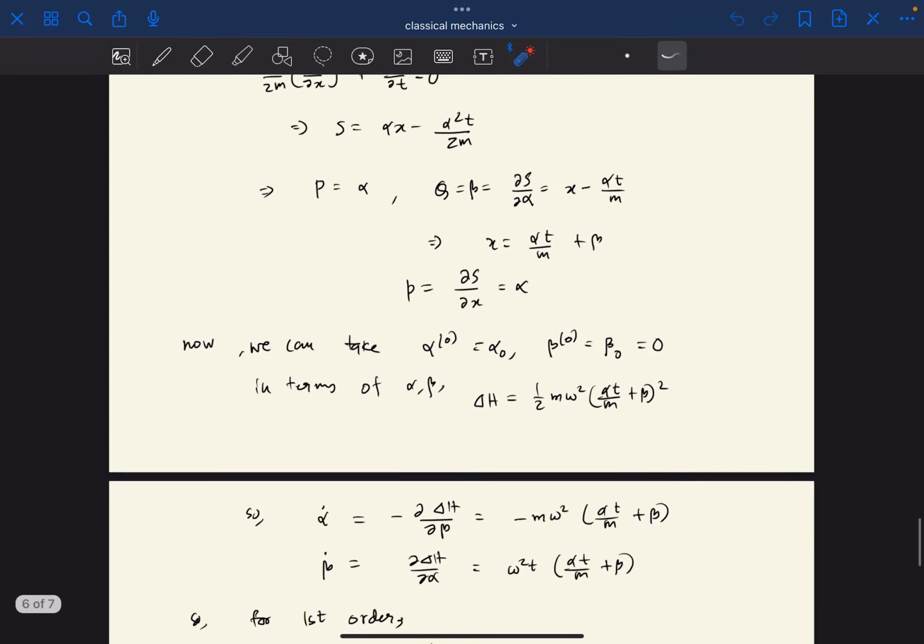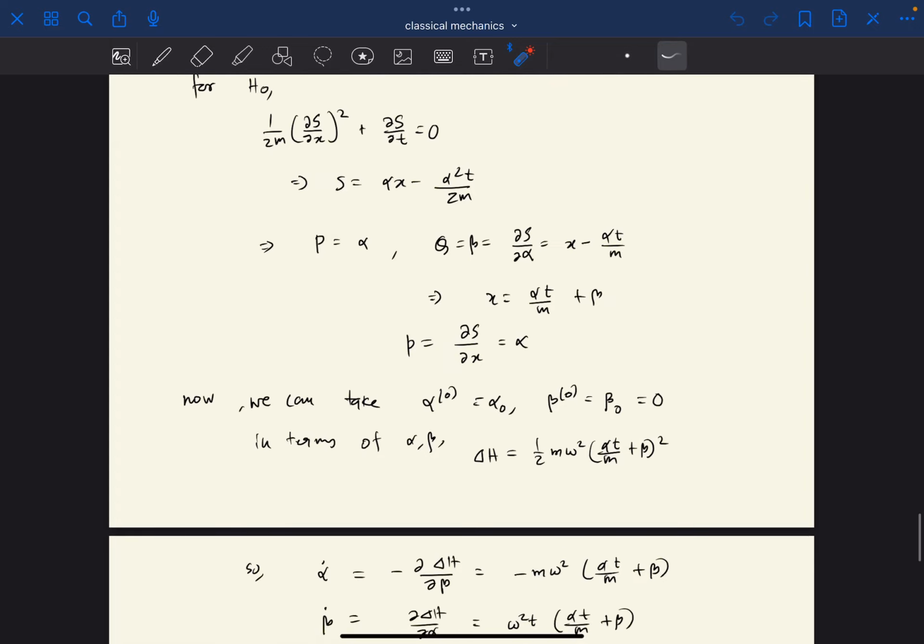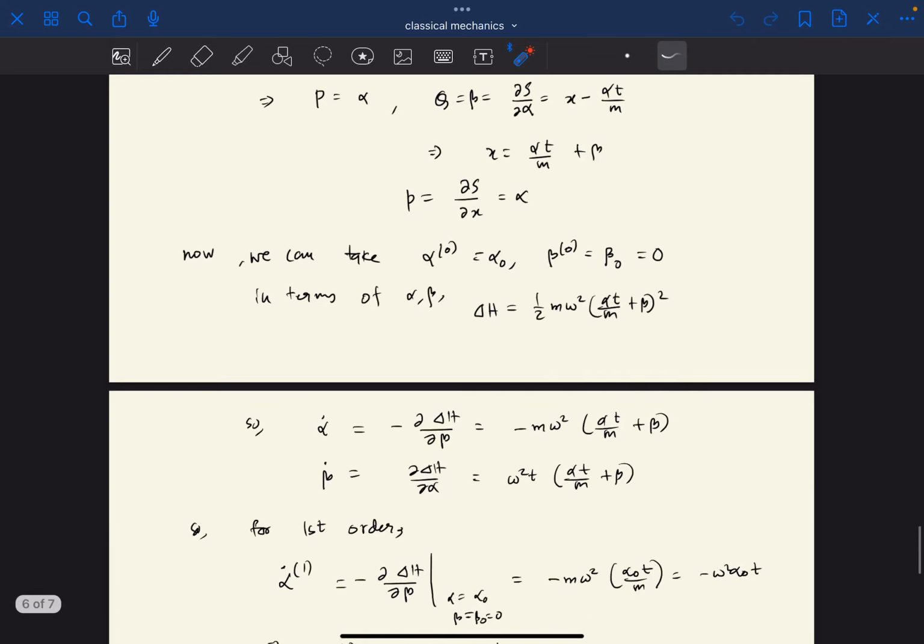Now we can take alpha, the zeroth order solution, as alpha 0, and beta zeroth order solution as beta 0, which equals 0, and which is just x at t equals 0, we are taking 0. So in terms of alpha and beta, we write the perturbed Hamiltonian as half m omega square times alpha t by m plus beta, whole square. So from there, alpha dot we calculate as this and beta dot we calculate as this.